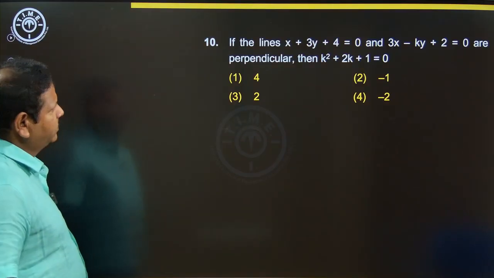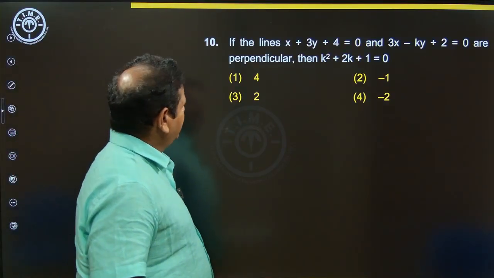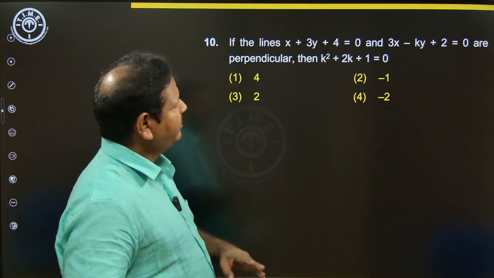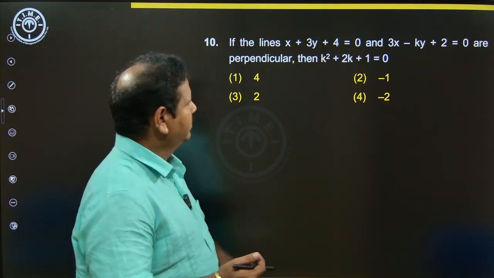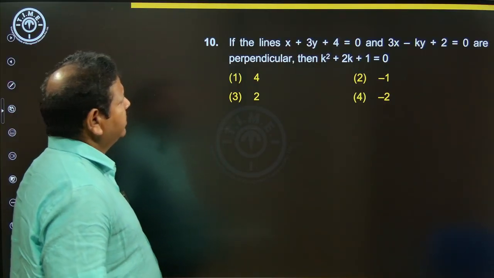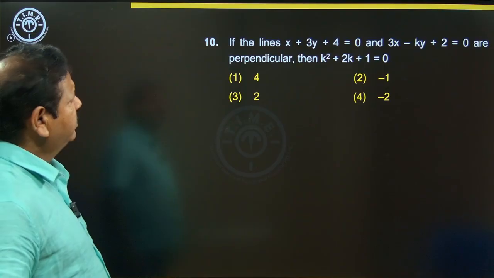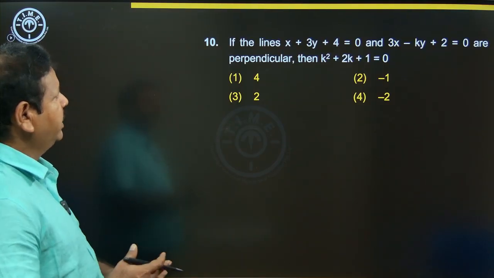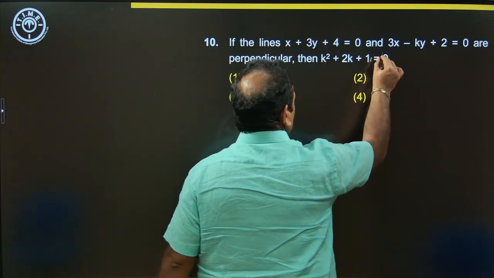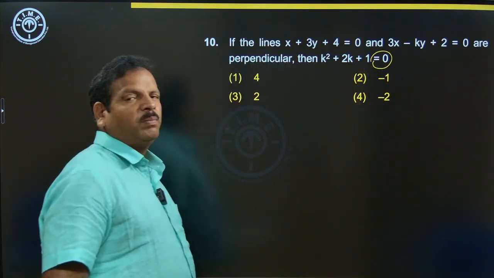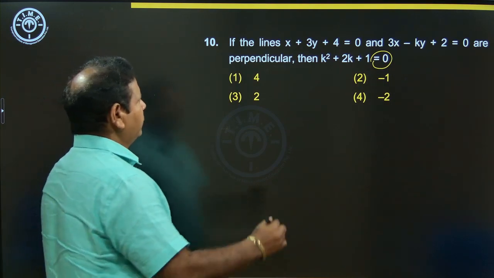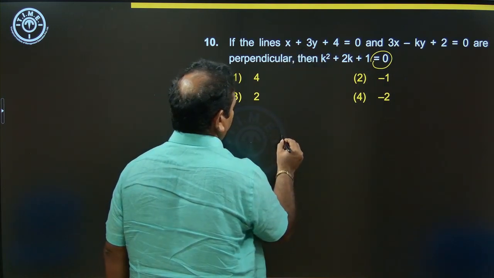Then see the next one. If the lines x plus 3y plus 4 equal to 0 and 3x minus ky plus 2 equal to 0 are perpendicular, then k square plus 2k plus 1 equal to 0. Now here, let us find out that value. Not perpendicular; it is asking what is the k square plus 2k plus 1 value. First, let us calculate the k value. Very clear, these two lines are perpendicular.